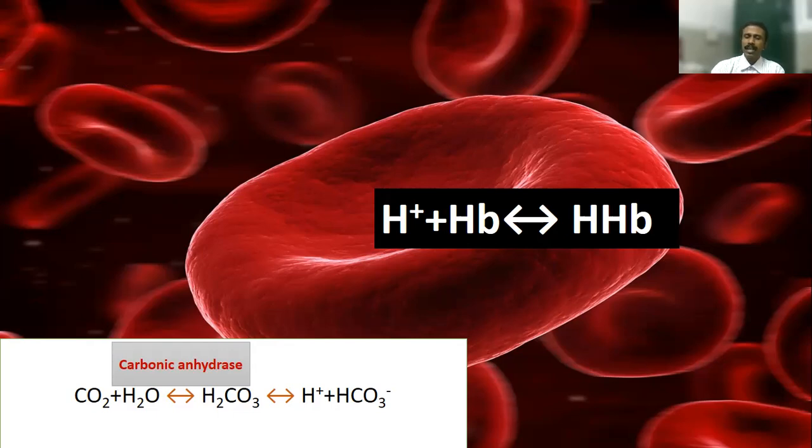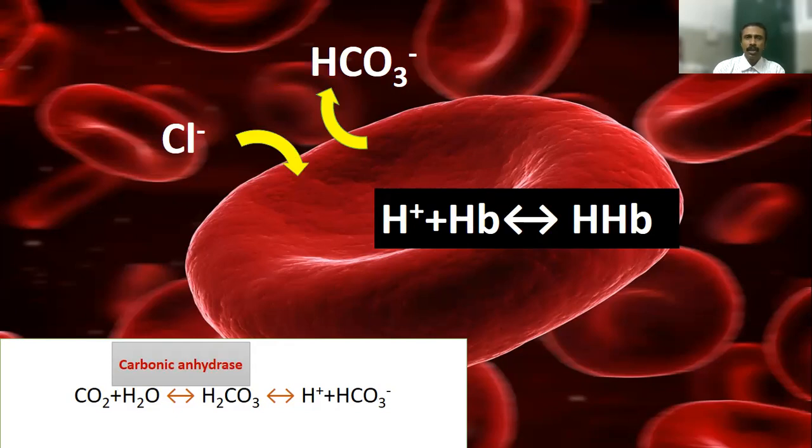Now the bicarbonate within the red blood cell is sensed by an ion transporter which is present on the membrane of the red blood cell and is actively transported out of the red blood cell into the plasma in exchange with a chloride ion to maintain the electric and osmotic neutrality within the red blood cell. So bicarbonate is pumped out, and in exchange chloride is pumped in by this ion transport. This is called the chloride shift, or popularly the Hamburger phenomenon or reaction.